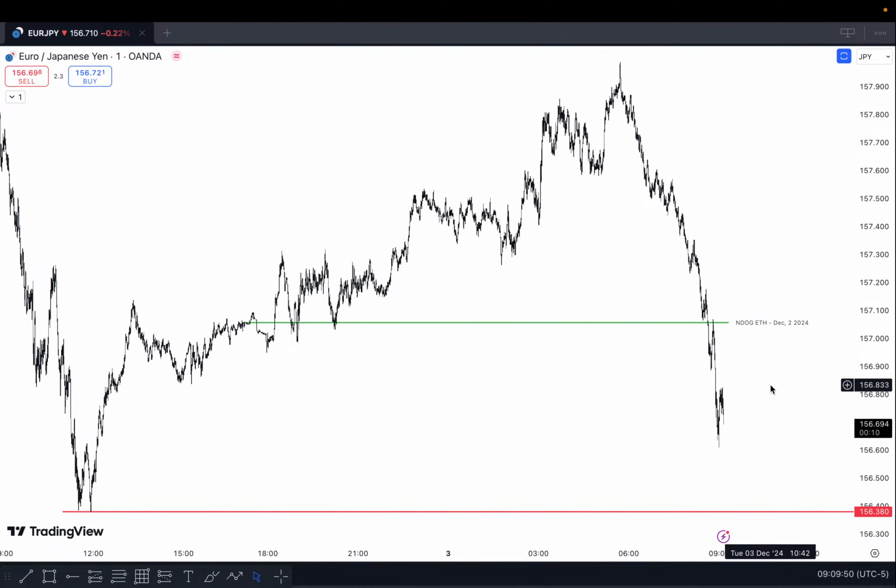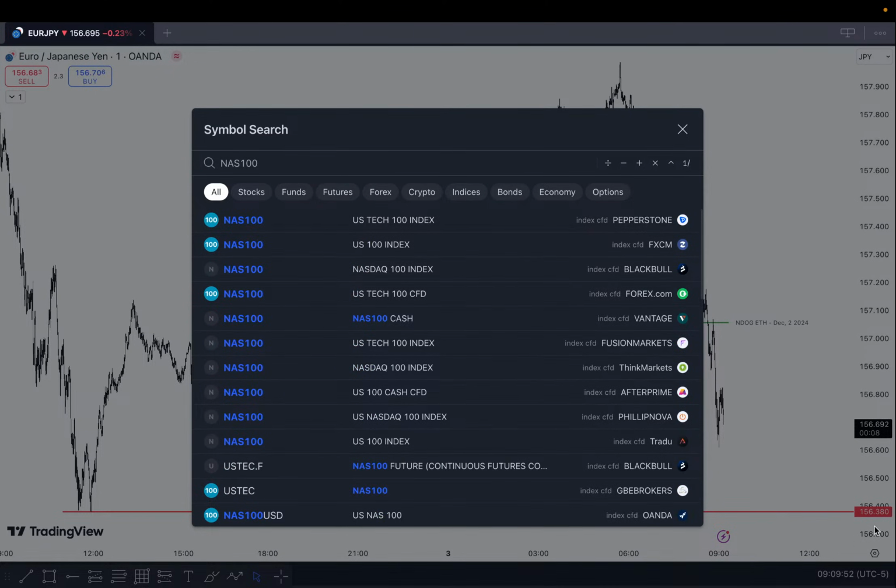Amazing, amazing chart here. It will reach this 156.380 previous day low.